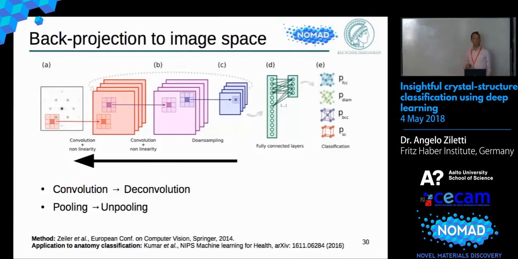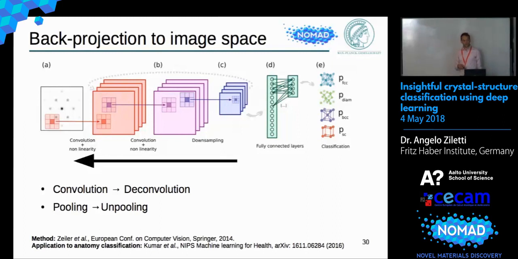And to do that, you simply apply the convolution and unpooling, so you go back in image space. This was proposed in 2014 in the machine learning community. It is a very famous paper. And we teamed up with Devinder Kumar at the University of Waterloo to apply a variation of this technique that he developed on our data set.